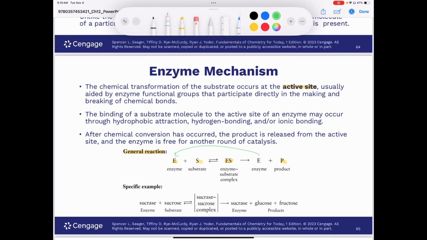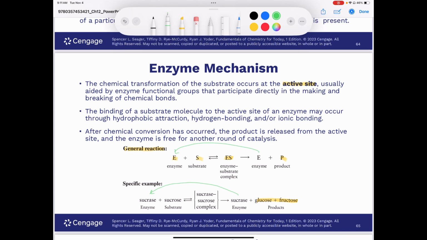A specific example that they used here is sucrase. If we take sucrase, which is an enzyme, and combine it with sucrose, which is table sugar, it forms the sucrase-sucrose complex. And what two sugars come together to form sucrose? Well, it's glucose and fructose. So you see that glucose and fructose get released as products, and then your sucrase gets reformed so it can go right back to the beginning and catalyze another hydrolysis of sucrose into glucose and fructose.